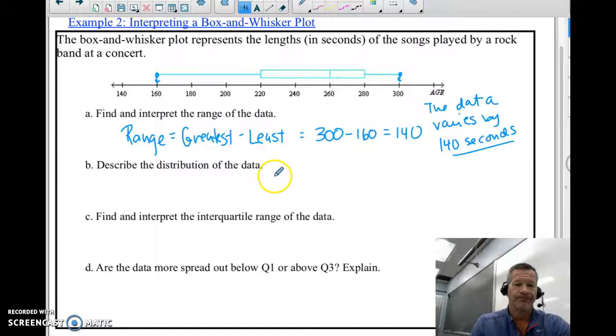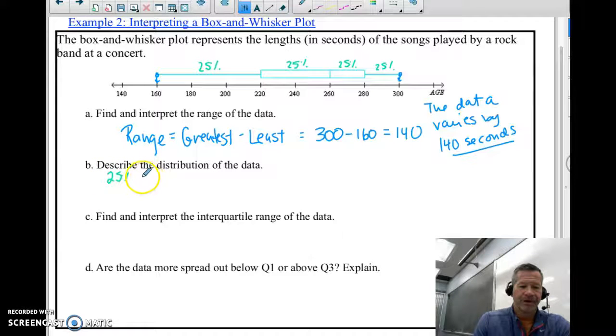Describe the distribution. Well, to describe the distribution, what they're looking for is, remember, when we draw a box and whisker plot, it's spread out into 4 equal sections, okay? 25% of the data is in each section. So 25% on this first whisker, 25% on the left side of the box, 25% in the third part of the box, and 25% in the fourth part of the box. So we could say that 25% of songs were between 160 and 220 seconds long.